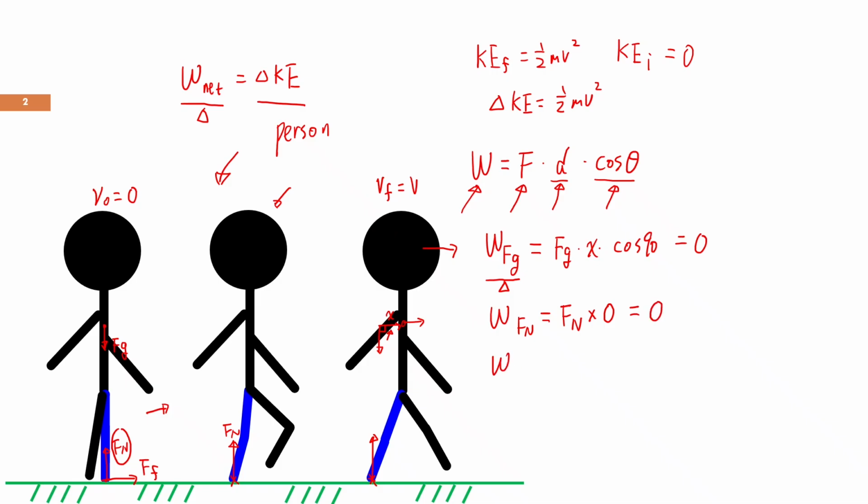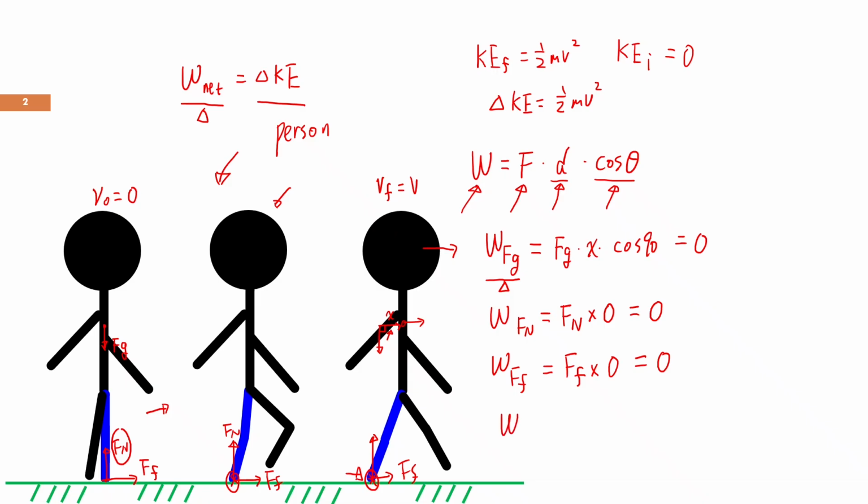Similarly, the static friction force also does no work. Why? Because the static friction force is pushing this person forward, but this contact point does not move. Otherwise, the person would slip. So although we have a static friction force going to the right, this force application point is always in contact with the ground, which has a displacement of 0. So the static friction force also does 0 work.